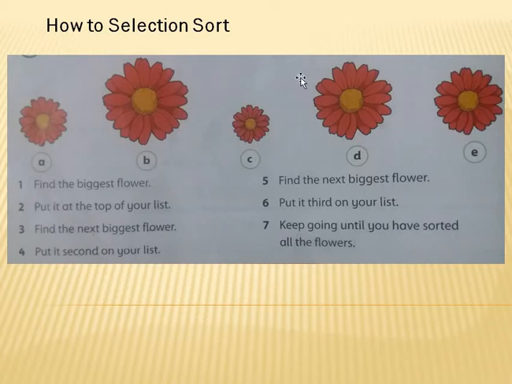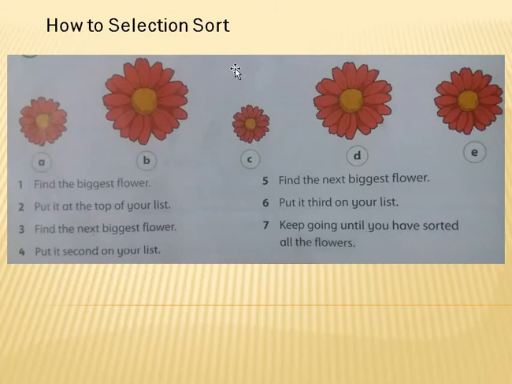Then what is the biggest flower after B? It is E. So E is the next biggest flower after B. Then A is the next biggest flower, and then C. So whatever the biggest item is, it will come on top of the list, and then the next biggest flower, then the next biggest flower, and then the next biggest flower.